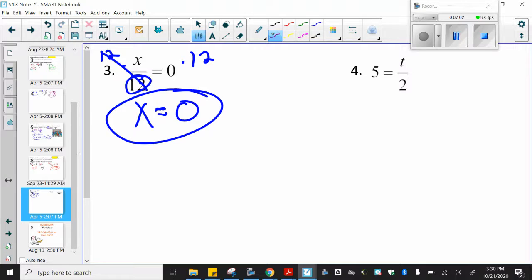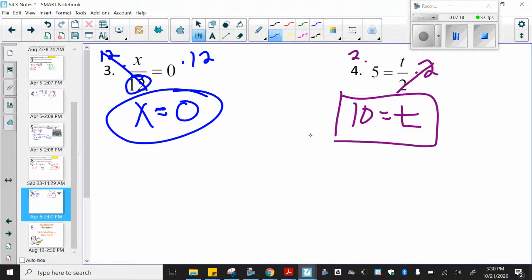And here's our last one. 5 equals t divided by 2. I'm going to get the letter by itself, so I'm going to deal with this one here and do times 2 and times 2. These cancel to leave t on the right. 2 times 5 makes 10. Our answer is 10 equals t.